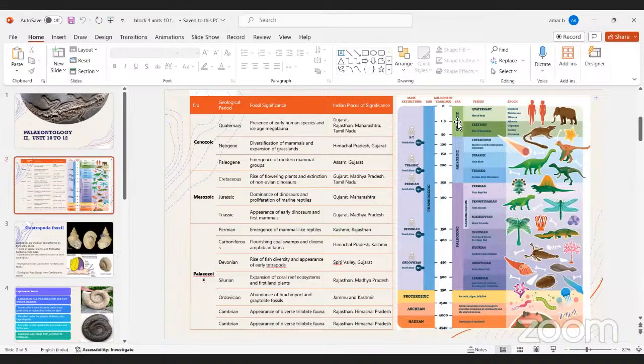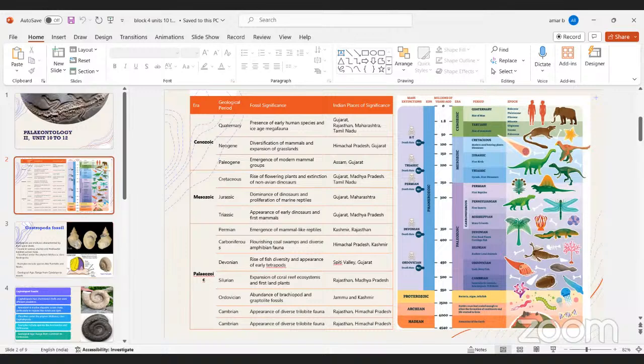So based on the geological era and geological period, fossils have their significance, and in particular places in India they are available in abundance.